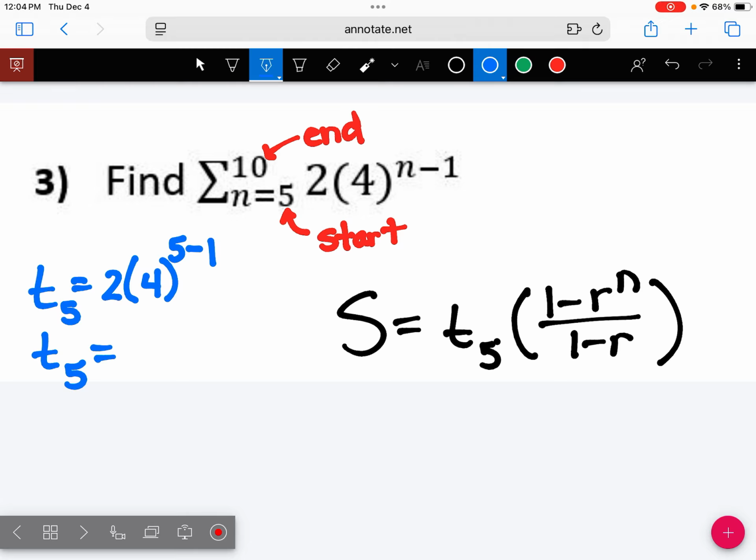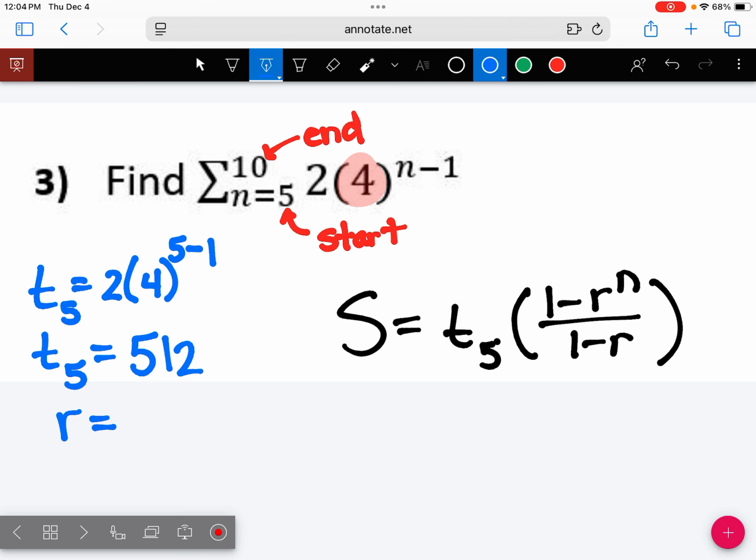Alina, what did you get for T5? What did you get, Josie? 512. You need me to show you how to type it in? You know how to type it in, Alina? Okay. So that's my T5. Okay. So T5 is 512. What am I multiplying by? What's the common ratio? What's the base of my exponent? Going back to your rule, this is the base of my exponent. That's my common ratio. So what's my common ratio?